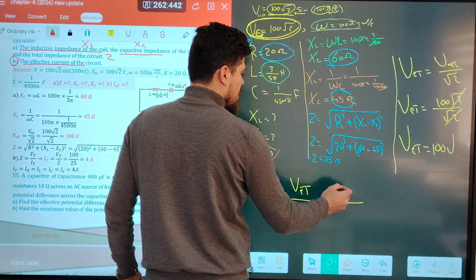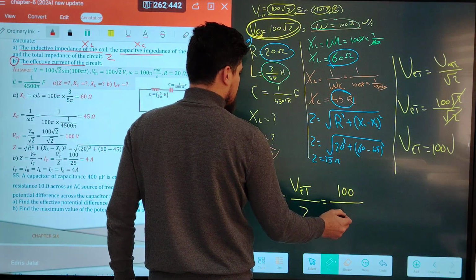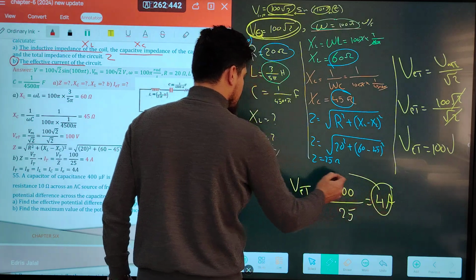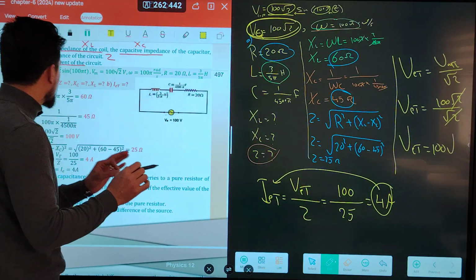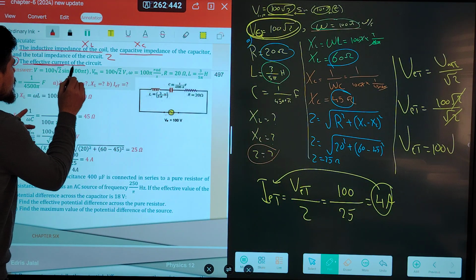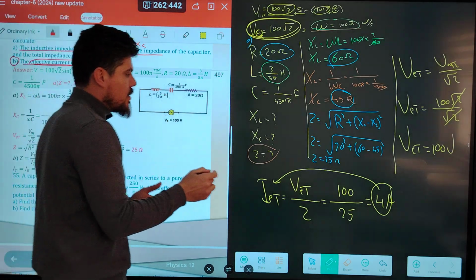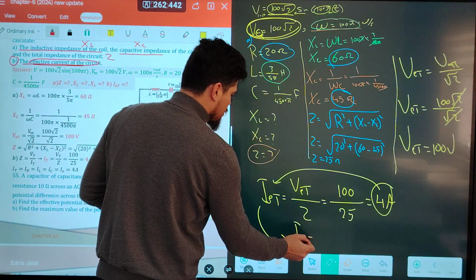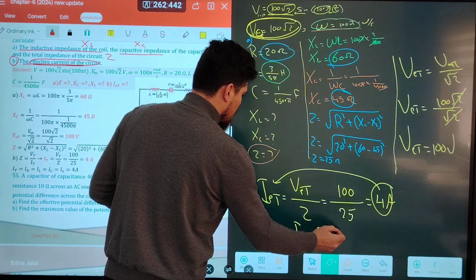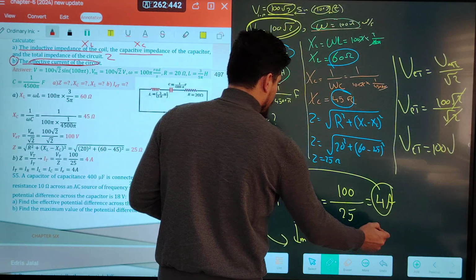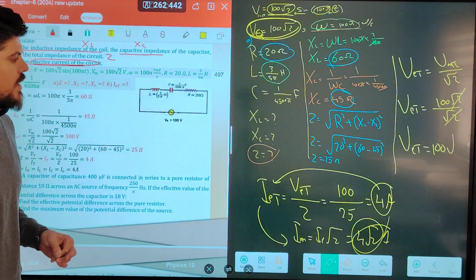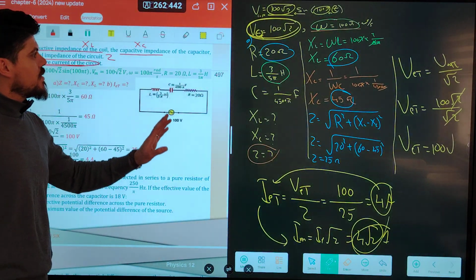Okay? 100 divided by 25 is equal to 4 ampere. What is this? This is the effective value of the current. Can you find the maximum value of the current? Yes. IM is equal to IE times radical 2, 4 radical 2 ampere if it is ordered to find it. Okay? So that's it for the question.